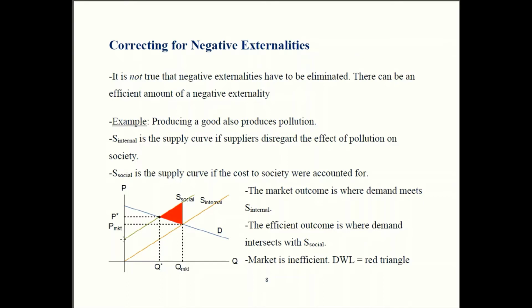So the market outcome is where the firm's own internal supply curve meets demand. So that's right over here. You get P market for the market price, and you get Q market for the market quantity.